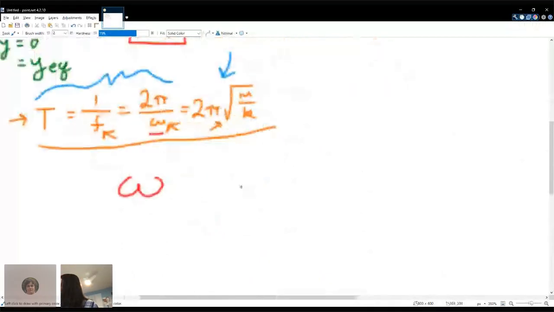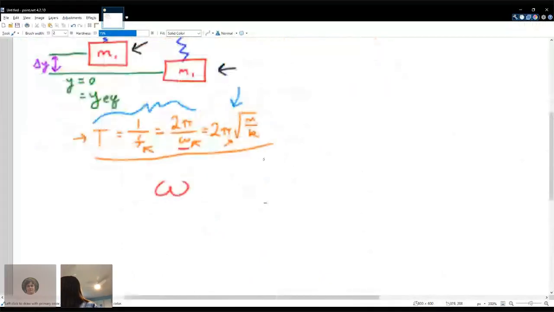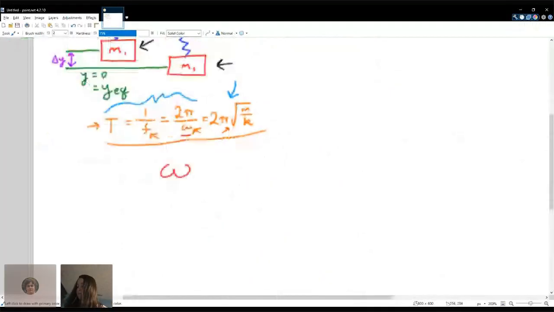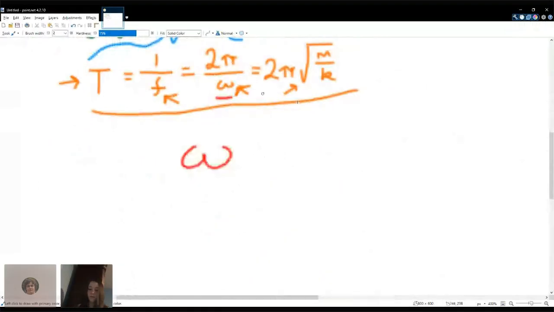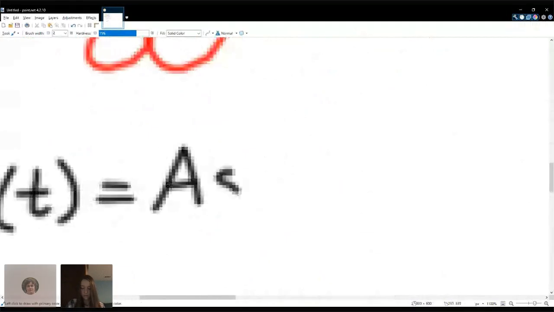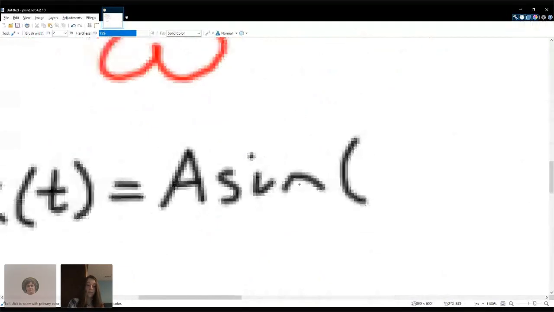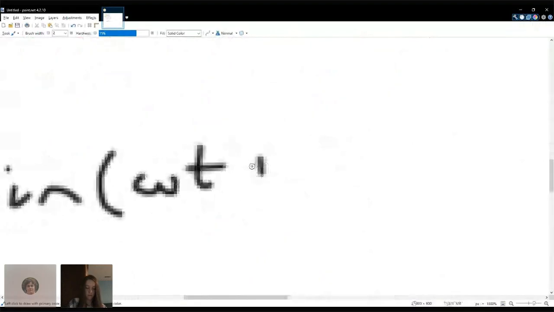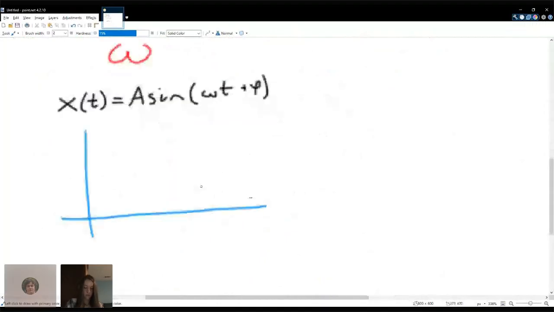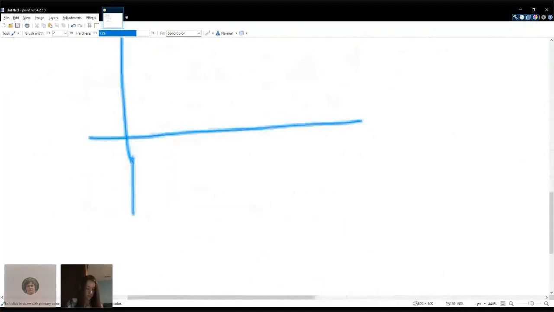It looks like a W. It's included in the equation of motion for something in simple harmonic motion. For simple harmonic motion, I'm going to call this x, which doesn't have to be a linear displacement. We have x as a function of time equal to A sine of omega t plus some phase shift phi. What this graph looks like is exactly what you'd expect. It's just a wave.